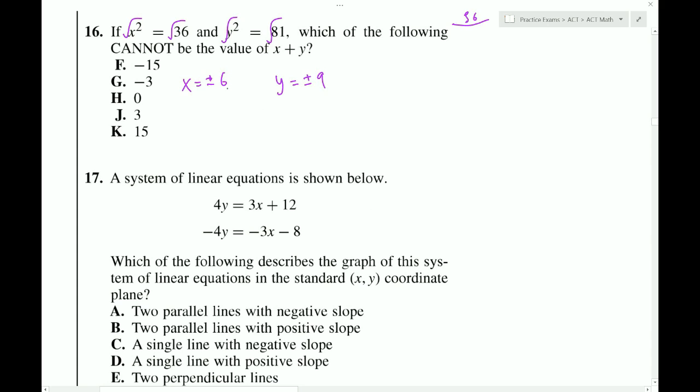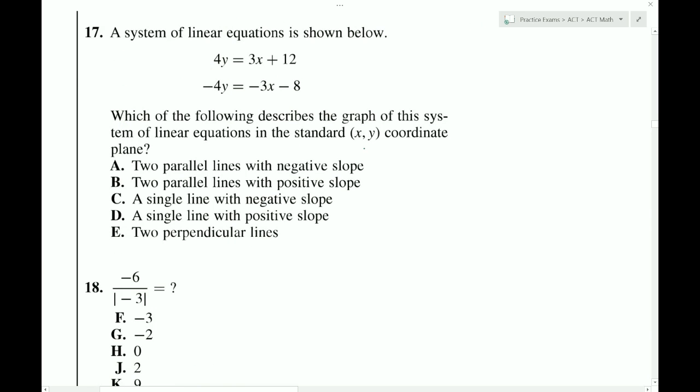So one possibility is we can get positive 6 with positive 9, which would make positive 15. We can also take negative 6 with negative 9, which would make negative 15, right? We can take positive 9 with minus 6, that makes 3. And then we could take positive 6 with minus 9, that would make negative 3. But there's no way we can get 0, right? By taking x plus y.